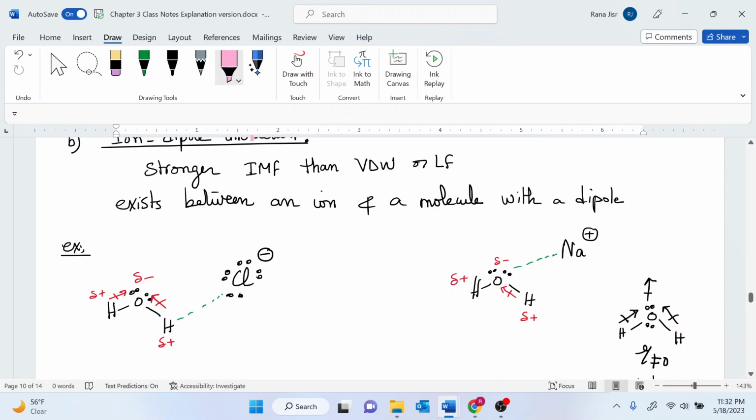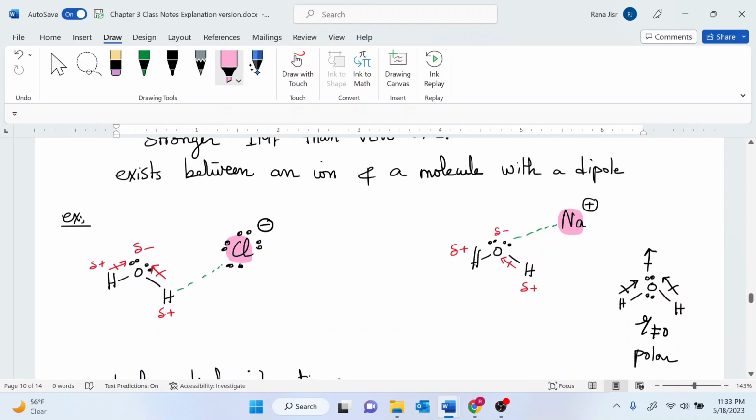So when you want to dissolve sodium chloride in water, chlorine is negative, so the chlorine is going to come around the water and is going to interact electrostatically with the hydrogen. On the other end, sodium is going to interact with the oxygen. So this is why sodium chloride is dissolved in water, because sodium chloride makes an ion dipole intermolecular force with water.